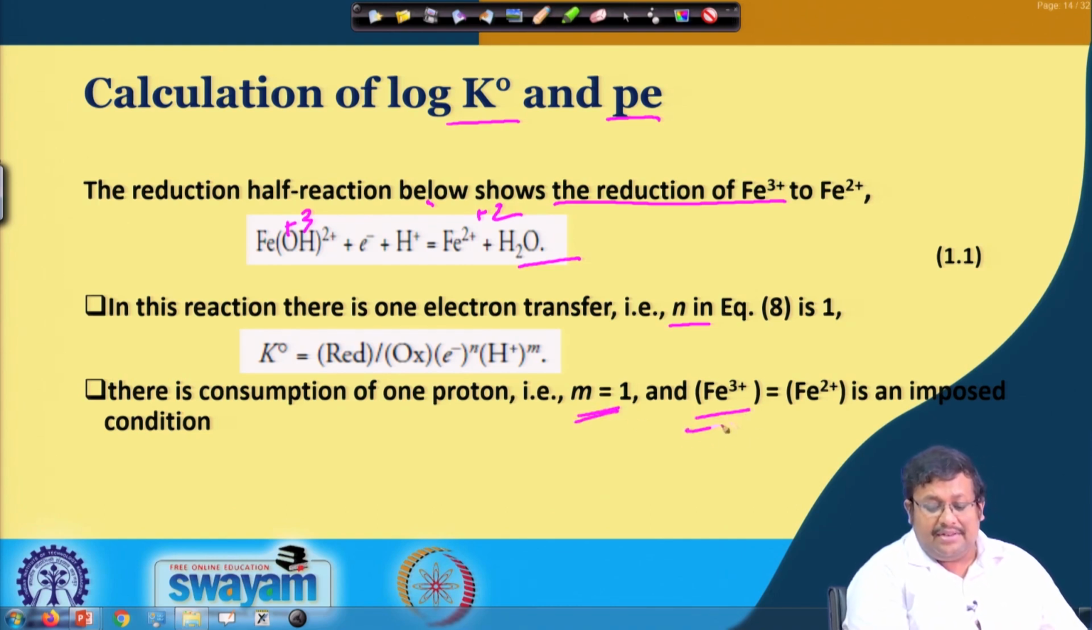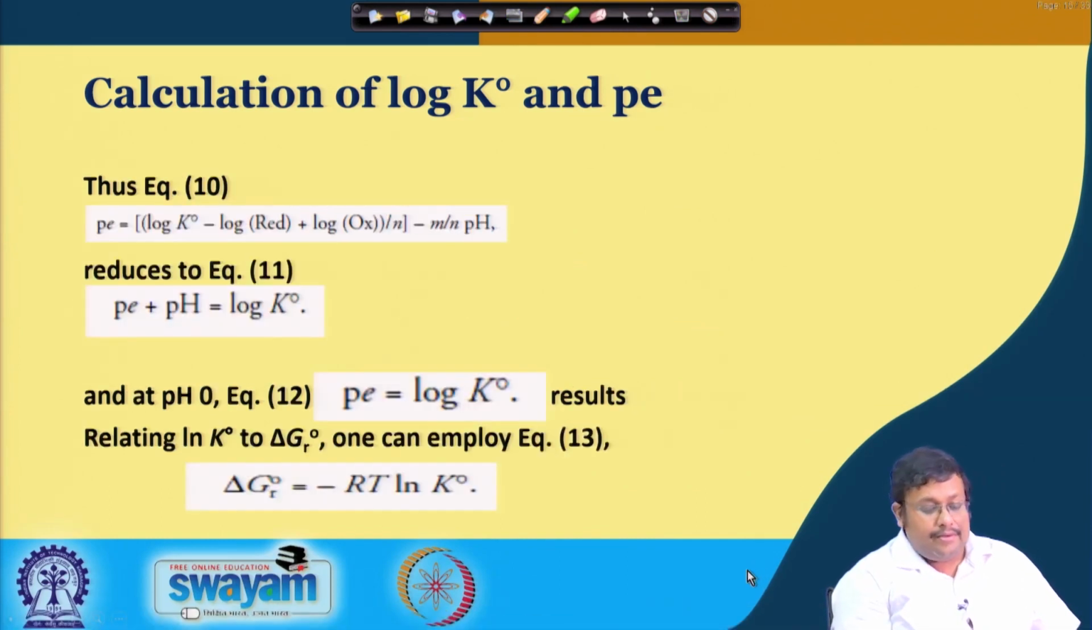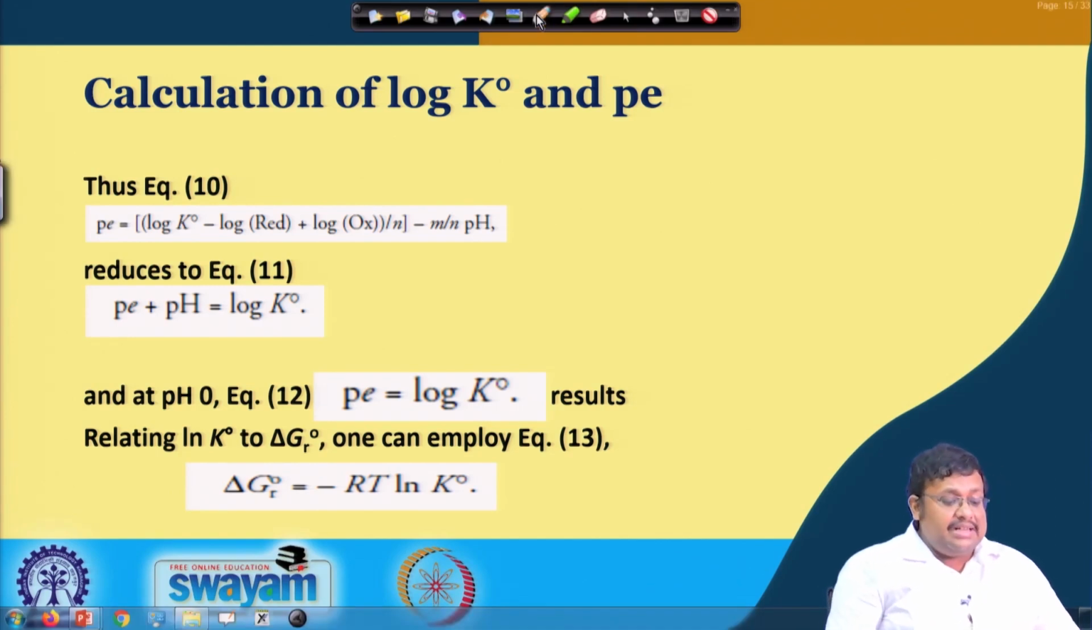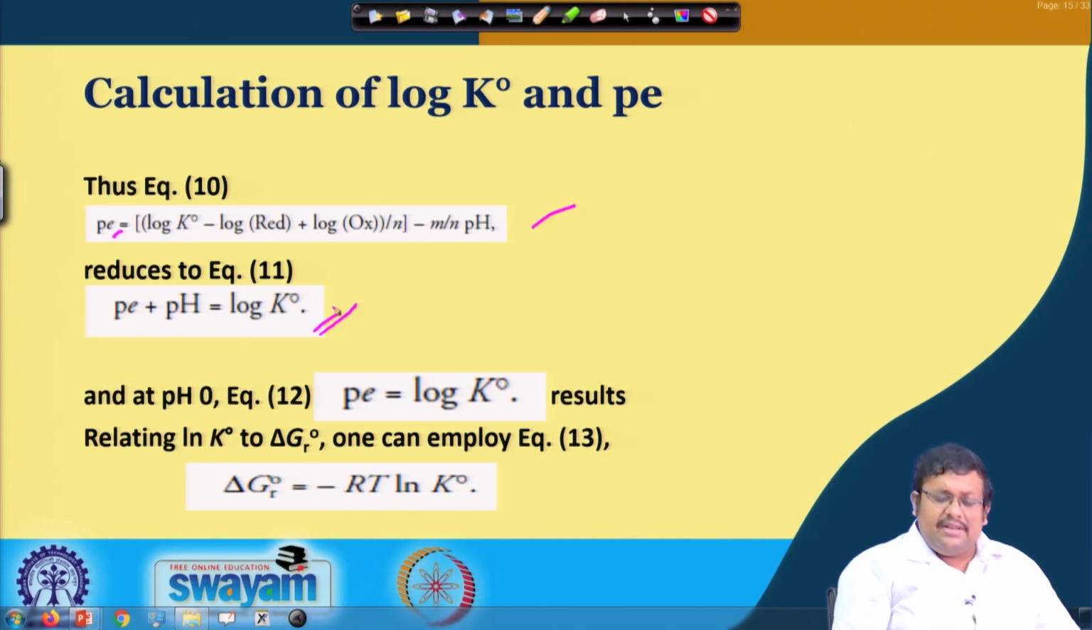So, basically Fe3+ and Fe2+ is an imposed condition. If we consider this is an imposed condition, the concentration of ferric equal to the concentration of Fe2+, then this whole equation will turn into equation 10. Now, equation 10 says pE equal to this logarithmic term minus m by n pH. This whole thing will be reduced to pE plus pH equal to log of K0. We also saw that in our previous lecture.